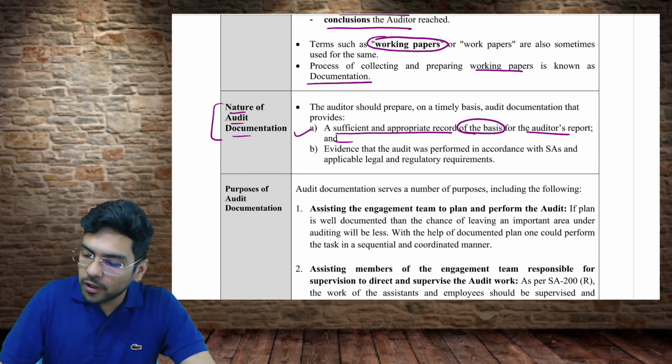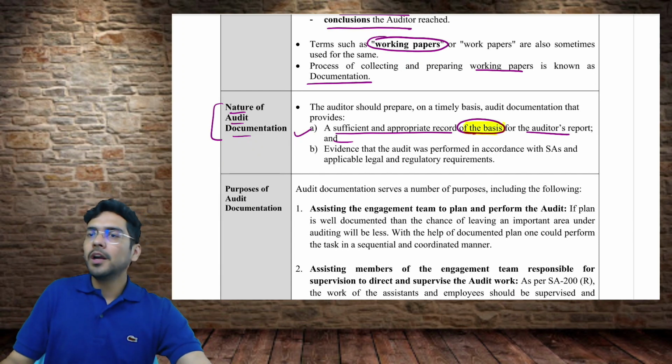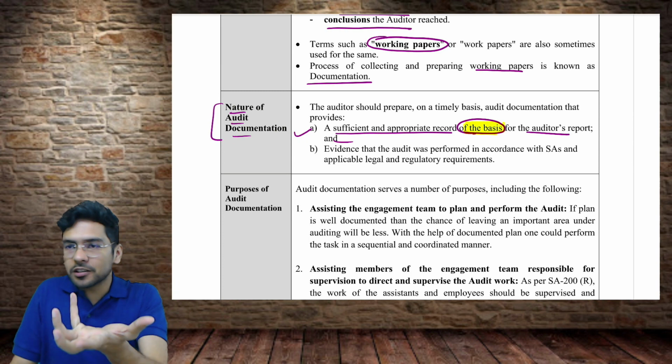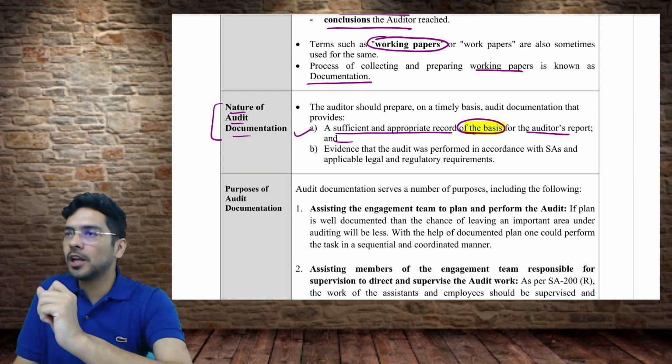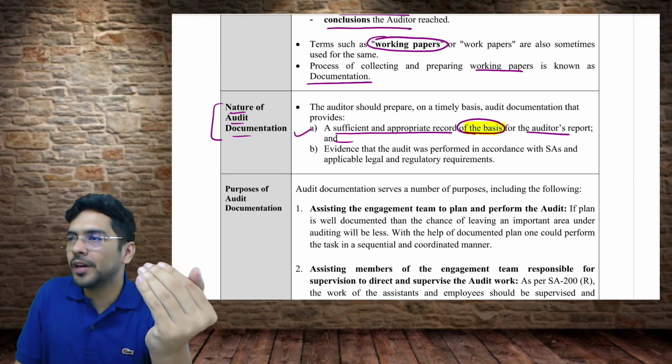So what is the first word that you have to remember? It provides a basis as to why the auditor came up with this particular opinion. It serves as what? A basis, number one.